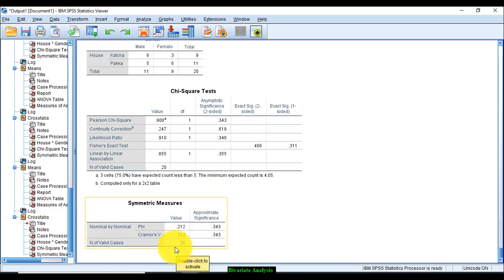Further, to check the strength of the association, the phi value is considered because the variables are dichotomous. The phi value is 0.212 and this is also not significant, and it shows that there is a weak association between gender and the type of house.